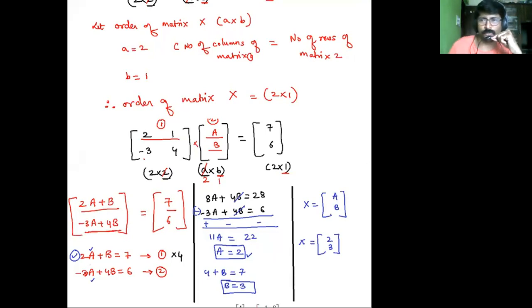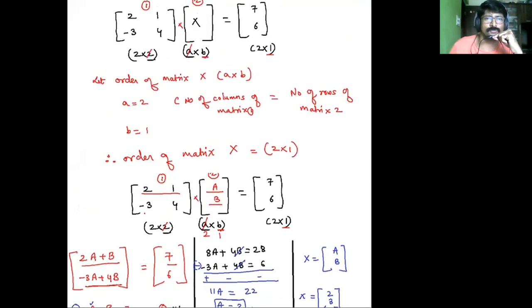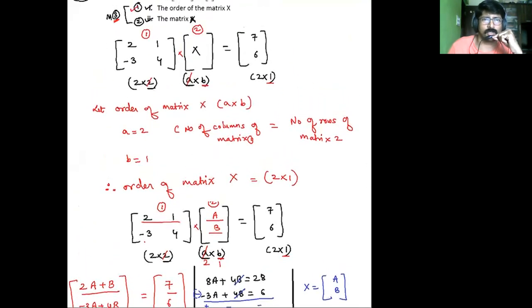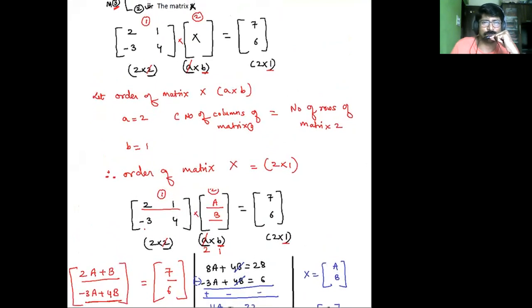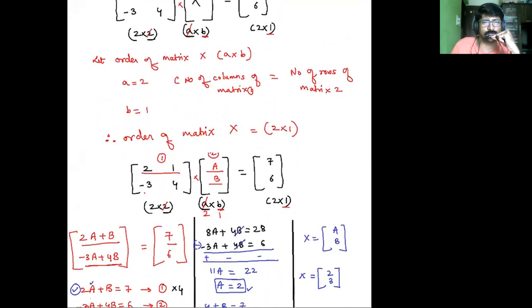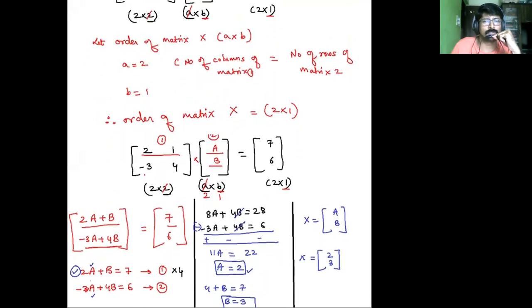I hope you got this sum perfectly, isn't it? This is what the entire sum is about, and how to find the order of matrix X and how to find the matrix X. So we found the matrix X as 2 and 3. I hope you got this sum perfectly. So if not, you can pause it over here. Okay, I'll give the full sum on the screen.